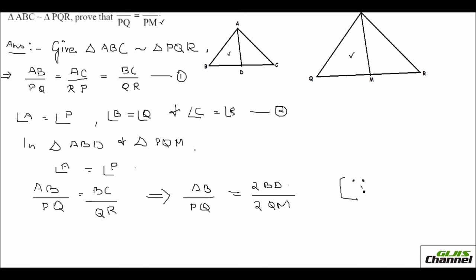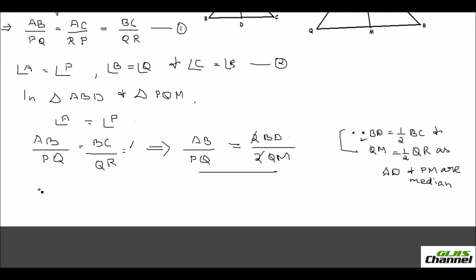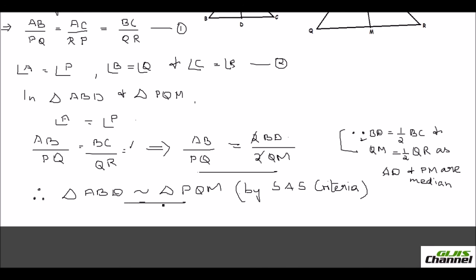I'll write the reason here because BD is half of BC and QM is half of QR, as AD and PM are medians, okay? Since they are medians, they should cut it into 2 equal halves. So now you just cancel these two, so you get BD over QM, okay? So I can now say, therefore, triangle ABD is similar to triangle PQM by SAS criteria, not SSA, it is SAS criteria, okay? So you have proved that these are similar.